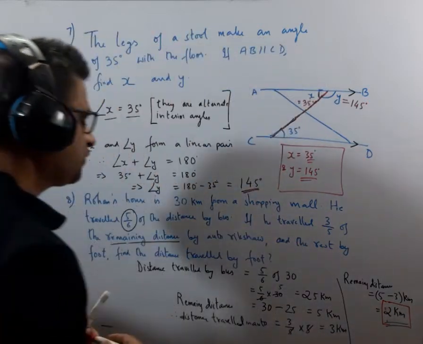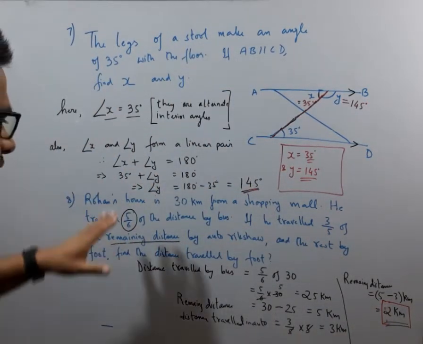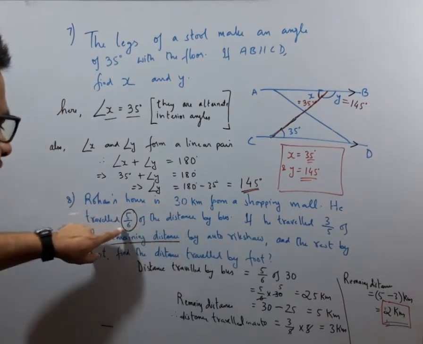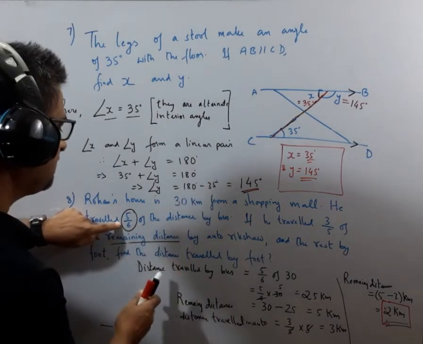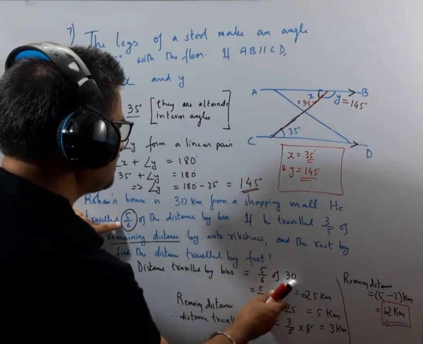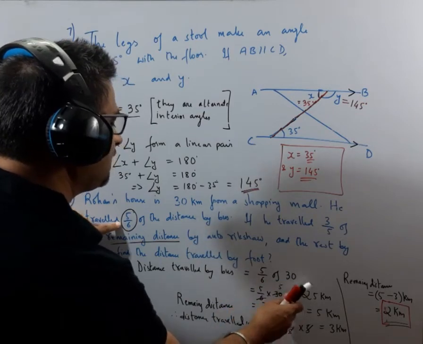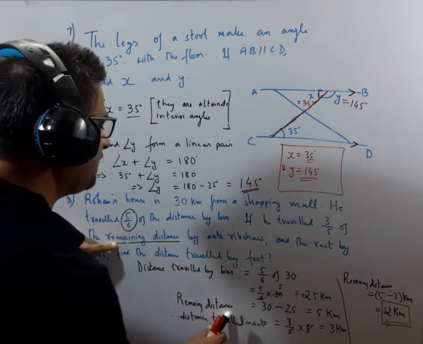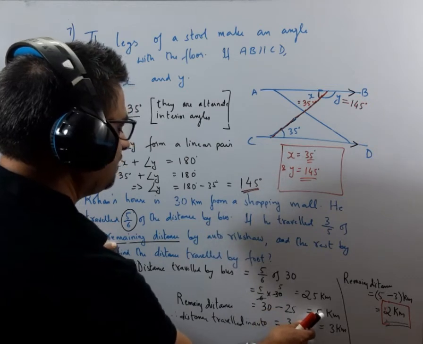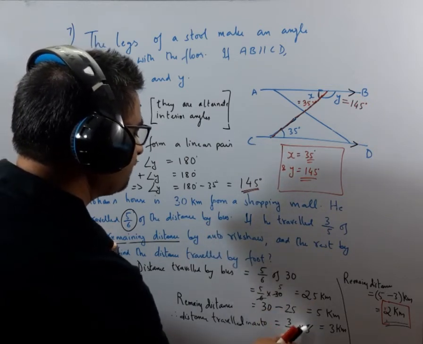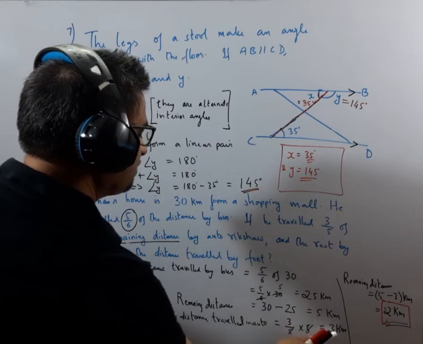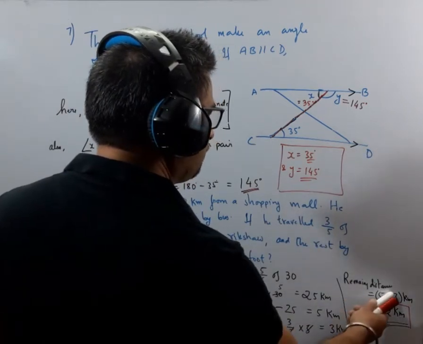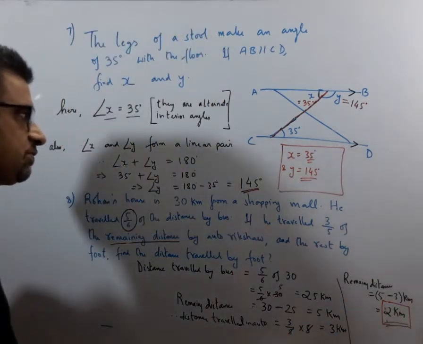That's the answer. So I'm just summarizing this again. The total distance from his house to the shopping mall is 30 kilometers. He travels 5/6 of that distance by bus, and that is equal to 25 kilometers. Now read the next line. If he travels 3/5 of the remaining, how much is remaining? Remaining is 30 minus 25, that's 5. And he travels not all, but 3/5 of that distance by auto rickshaw. So he travels 3 kilometers by auto rickshaw. Now he travels the remaining distance by foot. So 5 minus 3, 2 kilometers is the distance that he travels by foot.